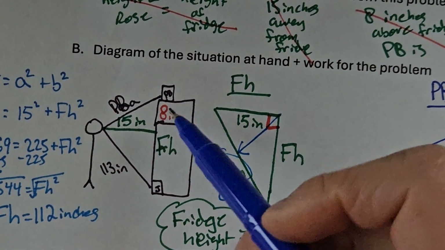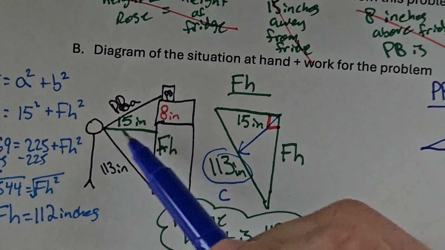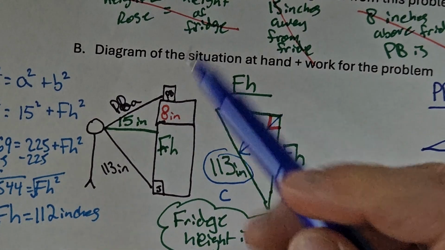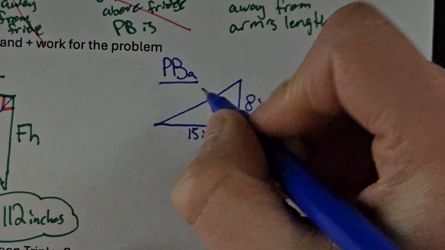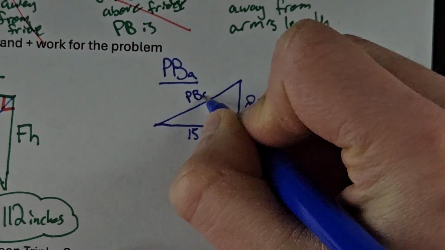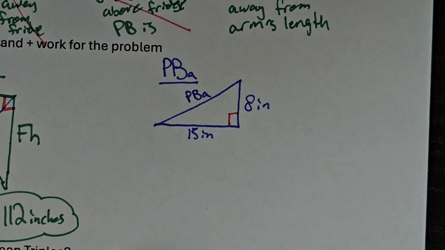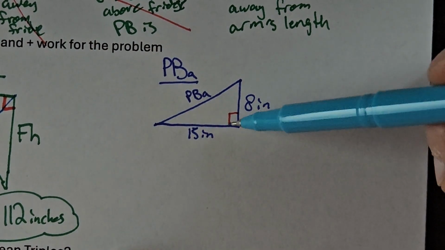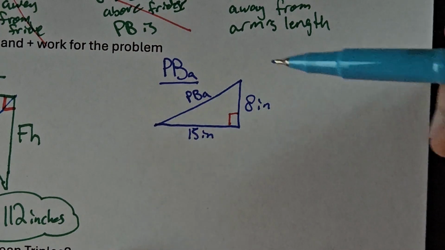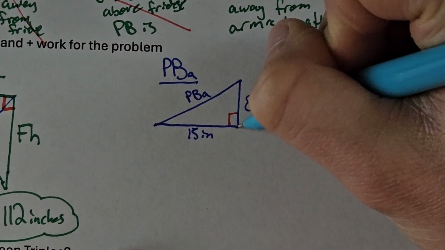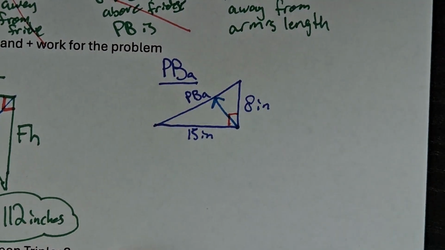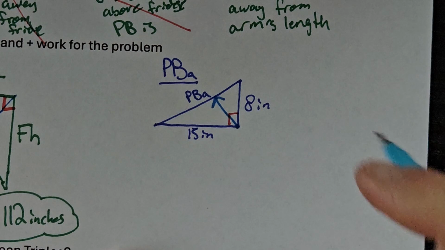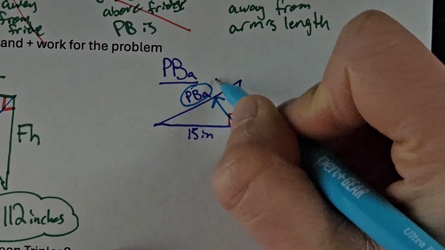Looking at the base diagram that we have here, where we're dealing with a horizontal line and then going vertically up, that means we will have a right angle. My goal is to find the arm's length, which is PBA. I can use the Pythagorean theorem since I'm dealing with a right triangle and I have 2 side lengths. I can find out what that other side length is. Going to the opposite side of the right angle, I'll find that PBA is my C value.